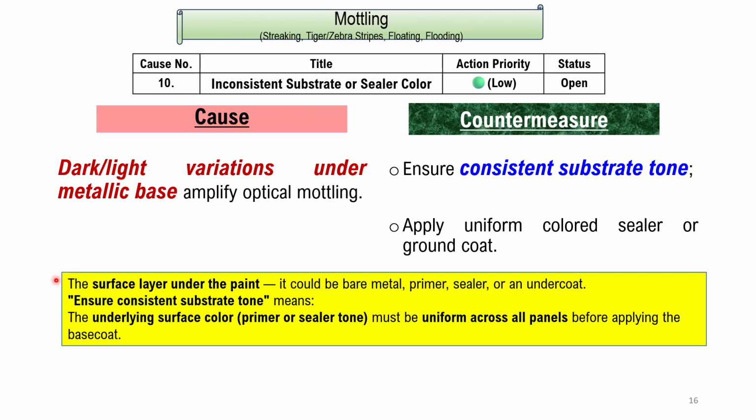The substrate is the surface layer under the paint. It could be bare metal, primer, sealer, or an undercoat. Ensure consistent substrate tone means the underlying surface color, that is pigment or sealer tone, must be uniform across the whole panel before applying the base coat.